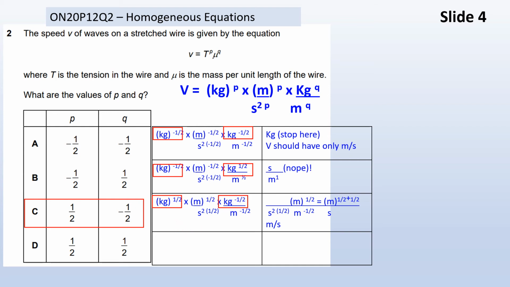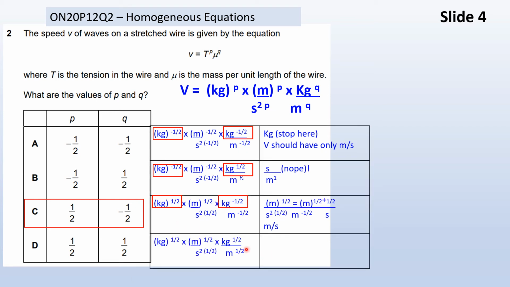So let me look at the last one, just for one extra practice. So after doing the substitution for P and Q, I have, okay, so here I can see that kilogram is not going to cancel. So that is a big no-no. So I'm not even going to keep looking at what's happening to meter and second, because kilogram will be in the result here. So option C is the correct one.